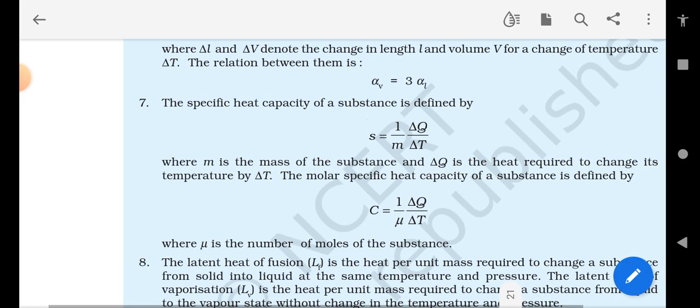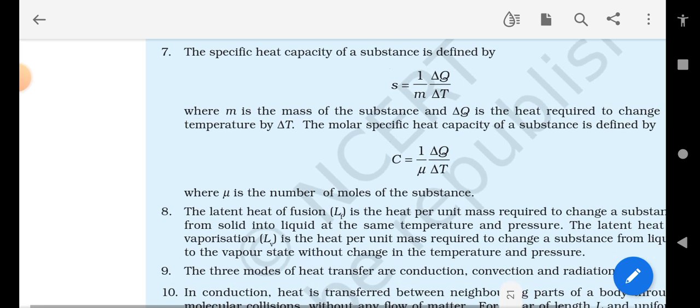The specific heat capacity of a substance is defined by S = 1 by m delta Q by delta T, where m is the mass of the substance and delta Q is the heat required to change the temperature by delta T. The molar specific heat capacity of a substance is given by 1 by mu delta Q by delta T. That is the amount of heat required to increase the temperature of one mole of the substance by 1 Kelvin.